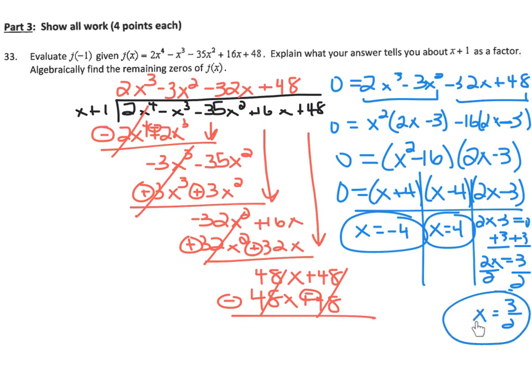So these are the 3 remaining zeros. Okay, we already determined that x equals negative 1 was a 0. So these are the remaining 3. These are the only 3 you want to circle. Okay, and it makes sense that altogether there's 1, 2, 3, 4, right? Because this was a 4th degree function. So that's the maximum number of zeros you can have.